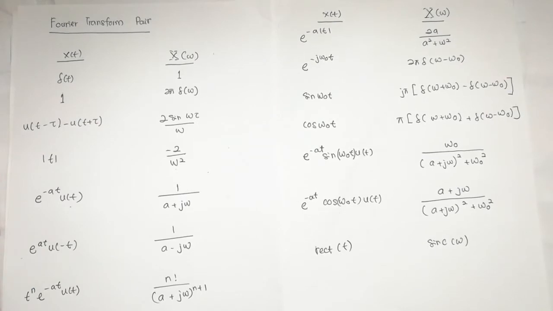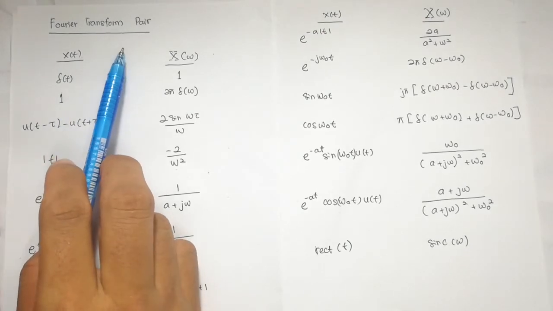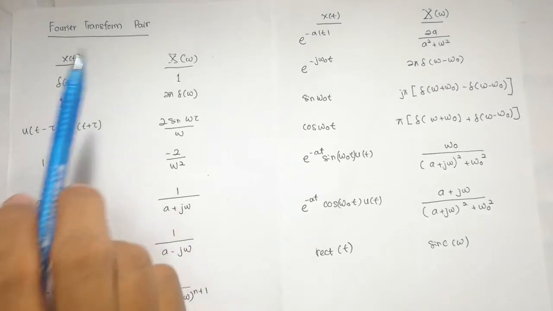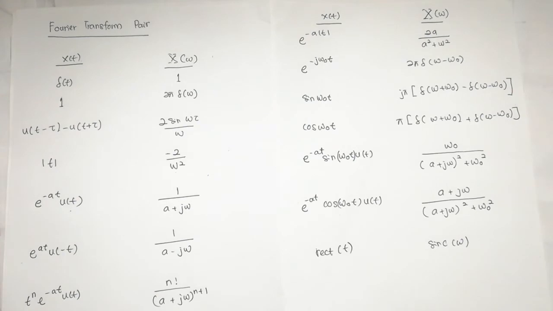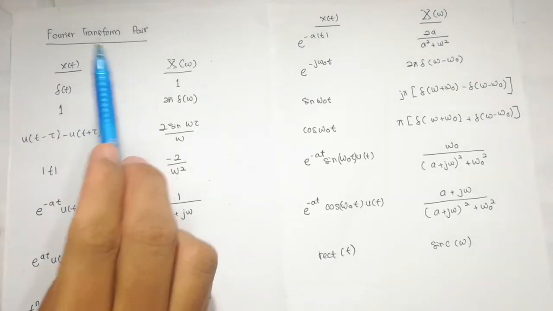So in this video we will discuss the Fourier transform pair. In the previous video we used the definition of the Fourier transform to transform a signal in time domain into a frequency domain. Now we have a second method to do so, where we can use the Fourier transform pair.